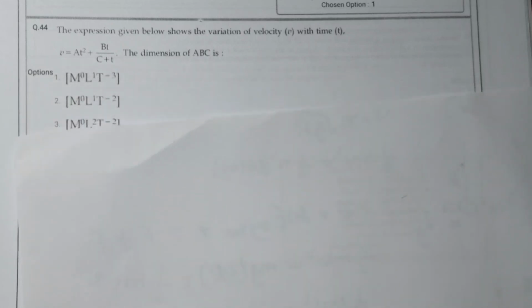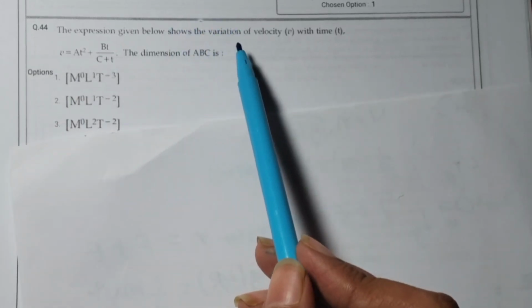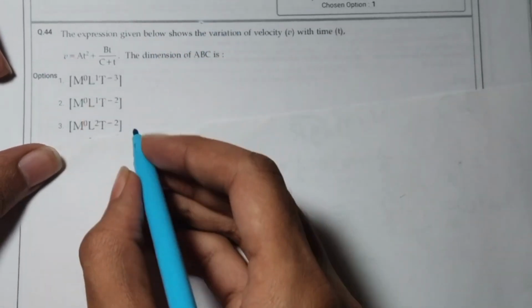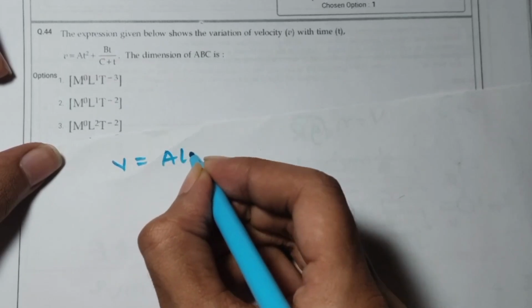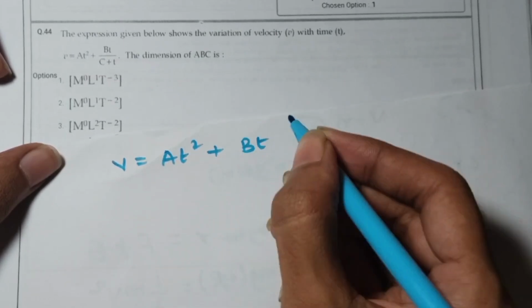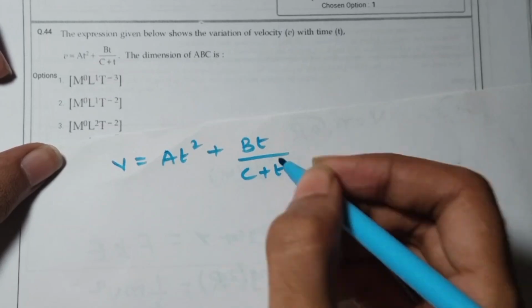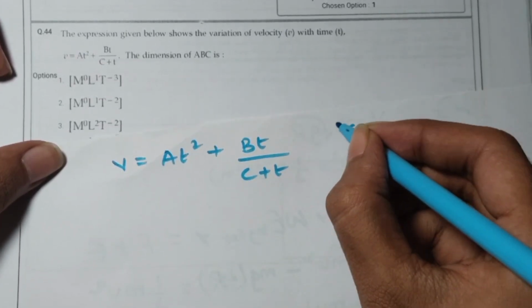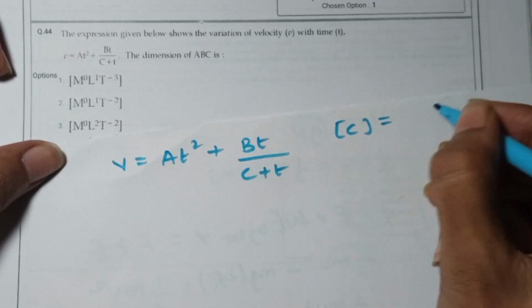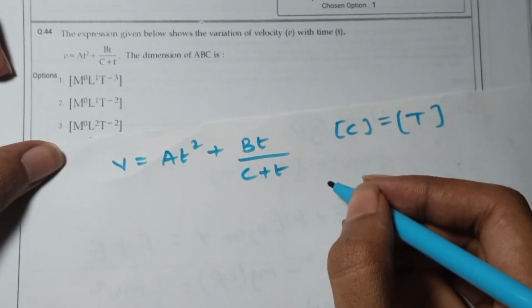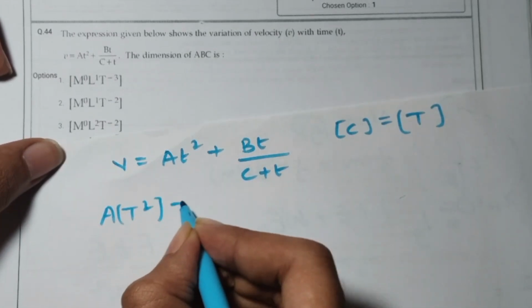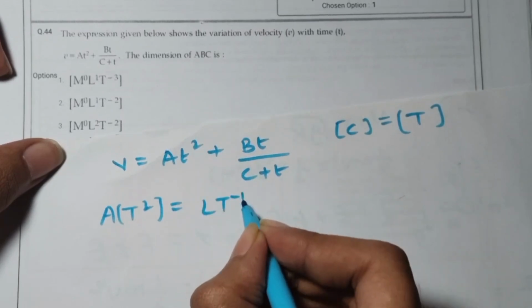Let us move to the next basic question, which is question 44. The expression given below shows the variation of velocity v with time t. So we are having this equation v equal to at square plus bt by c plus t. So time is having addition with c. That means c also must have the dimensions of time, and at square should have dimensions of velocity, that is L T inverse.